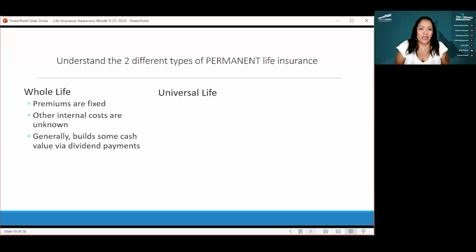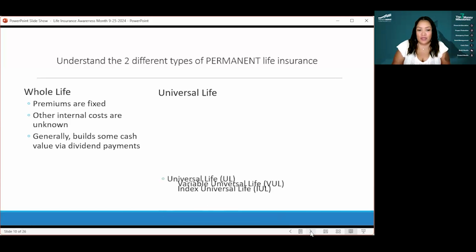However, whole life insurance does build some cash value, usually via dividend payments. And that's not guaranteed. It's if the insurance company pays dividends, will you receive that? Some people, if you've heard of infinite banking, when they're thinking of that strategy, I'm not going to go into that tonight, they're using whole life, and it's a very specific way to structure that policy to build that cash value using those dividend payments.